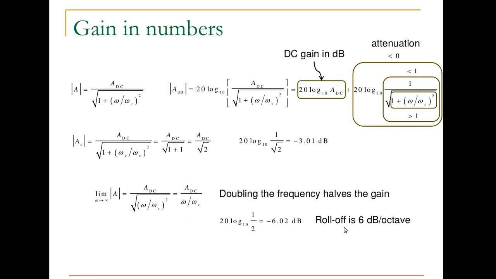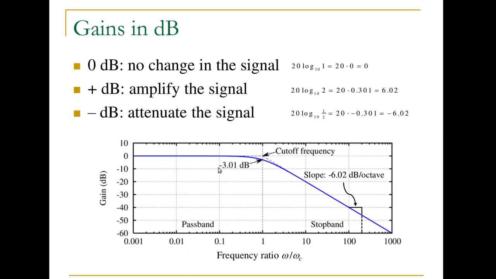Past the corner frequency or the cutoff frequency, the gain is going to decrease 6 decibels per octave. So every time the frequency doubles, the attenuation is going to double. And here that is plotted. So you can see the gain in decibels as a function of the frequency ratio, input frequency divided by cutoff frequency.